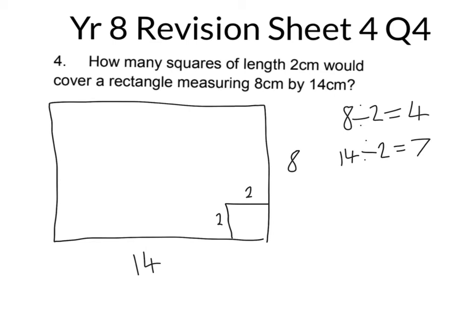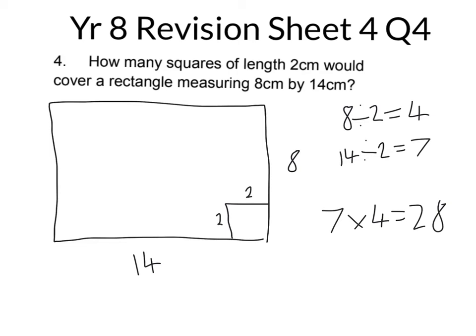So if this rectangle was laid with tiles that were 2 by 2, you'd have 7 tiles and you'd have 4 rows of 7 tiles. So altogether you would have 7 times 4, which is 28.